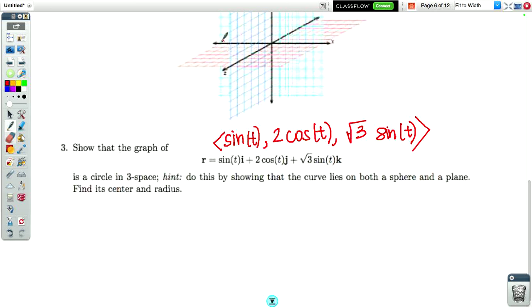And what I mean by that is it's not completely lying in the XY plane, it's a little bit tilted, so we need 3 dimensions to be able to draw it, but it is still a circle. The hint is to do this by showing that the curve, this vector-valued curve, lies on both a sphere and in one single plane. So once you do that, then you'll find its center and its radius. So you can stop here if you want and do those 3 problems before you continue, or you could go on to the next video and see the second part of the lesson.